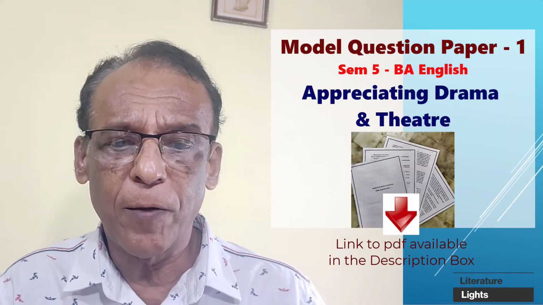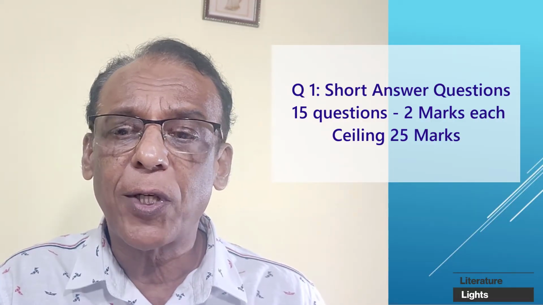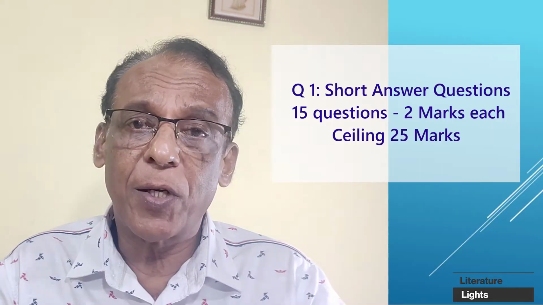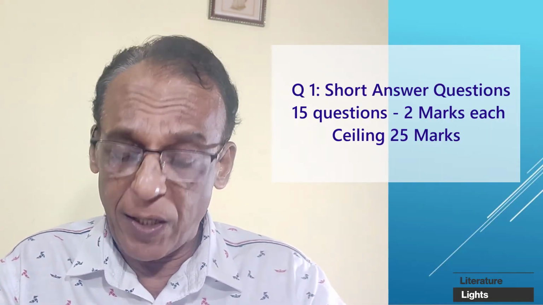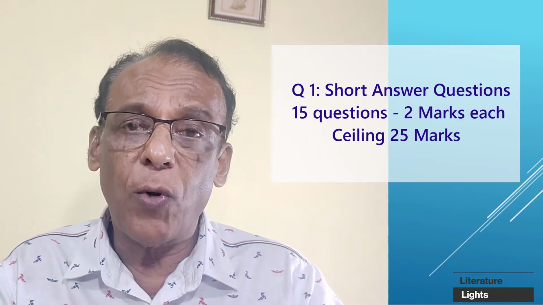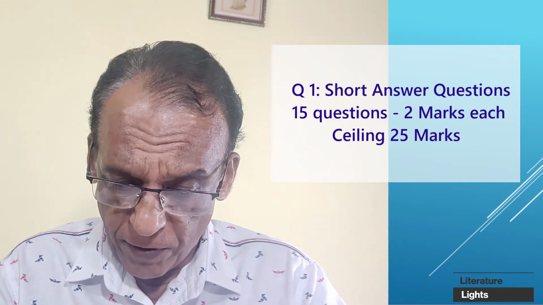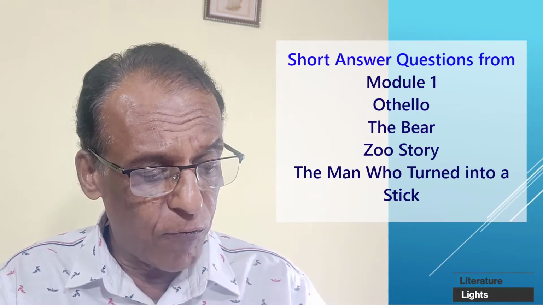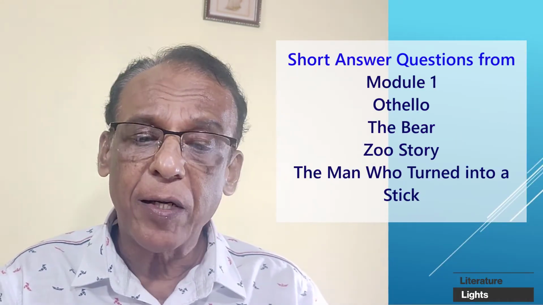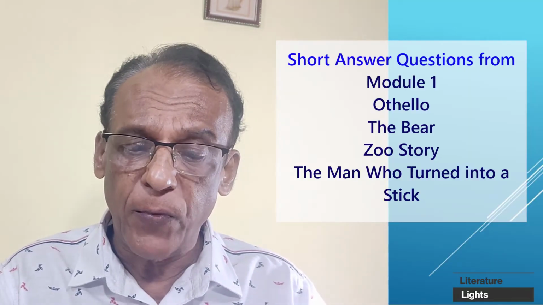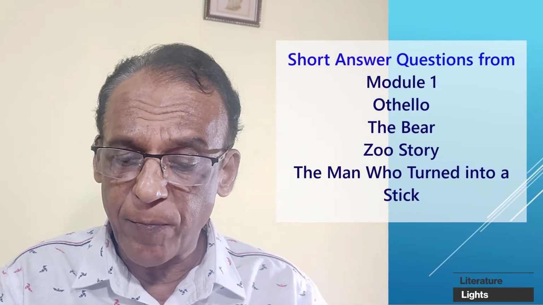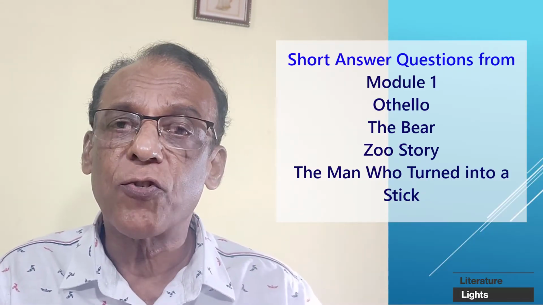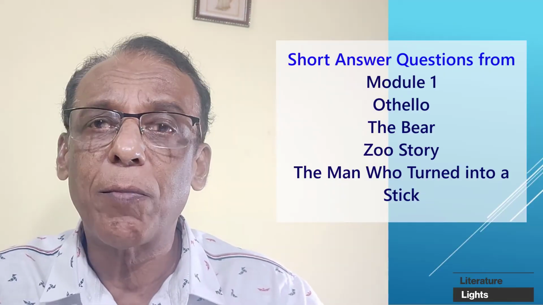Look at the questions. Question number 1 is short answer questions. There are 15 questions. You may answer all the 15 questions because the marks have a ceiling of 25. So if you answer all the questions, you can score all the 25 marks. The first 5 questions are from module number 1, and then there are short answer questions from Othello, The Bear, The Zoo Story, and The Man Who Turned into a Stick. Let's take a look at the questions one by one.